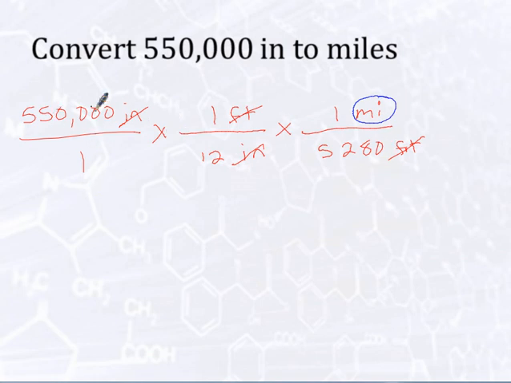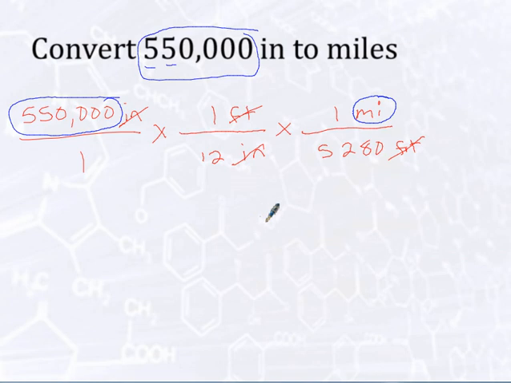Now I just have to do the math. So I take 550,000, I divide that by 12, and I divide that by 5,280, and I get my answer. Now, when we solve it, I need 2 significant figures because there's only 2 in my starting number right here. Remember, this is where your sig figs come from. Notice there's no decimal point, so these zeros are not significant. So I get an answer of 8.7 miles.